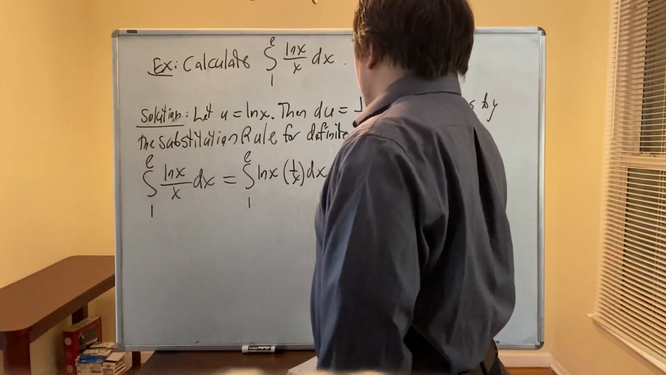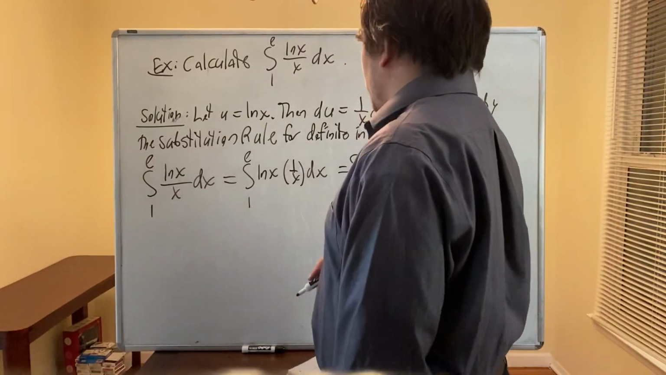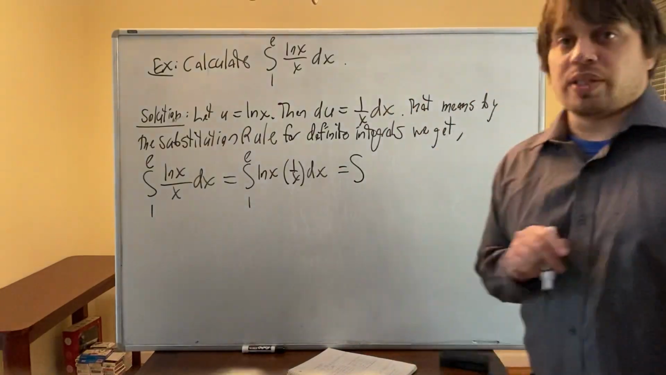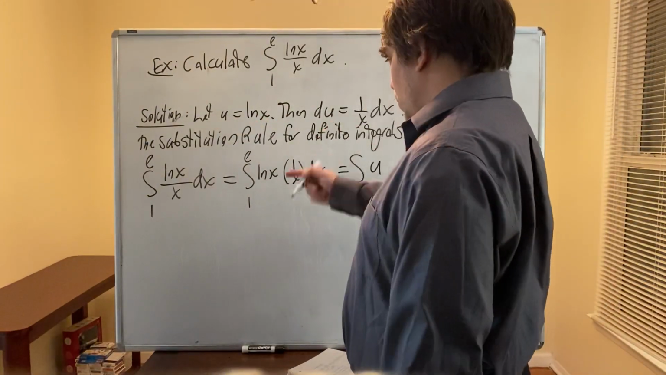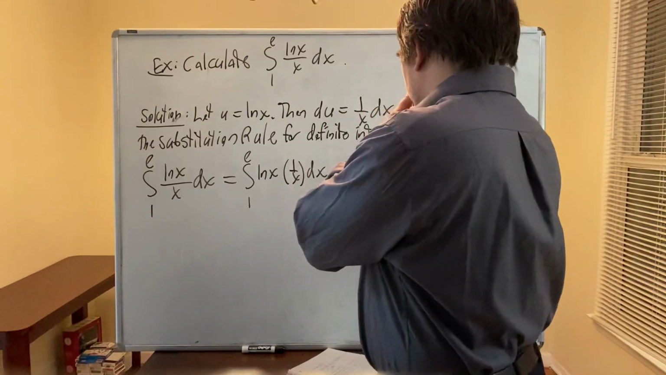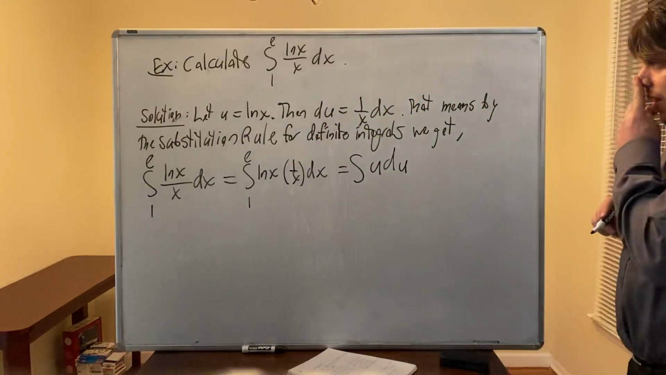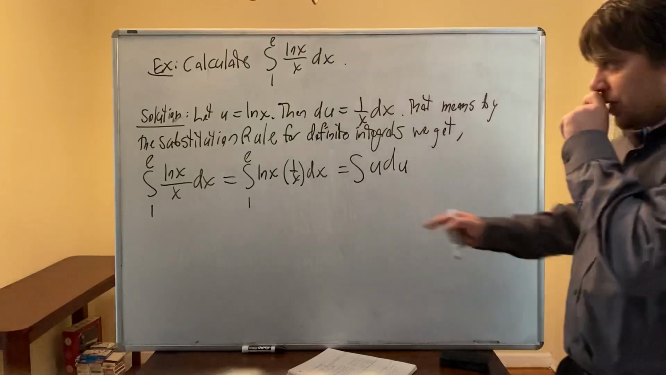Okay. Well, I'm just going to write the integral sign. I'm not going to worry about the limits of integration right now. ln of x is u, so I substitute ln of x for u. 1 over x dx is du. So there we go. Now inside I have u du, so I've gotten rid of all the x's here.